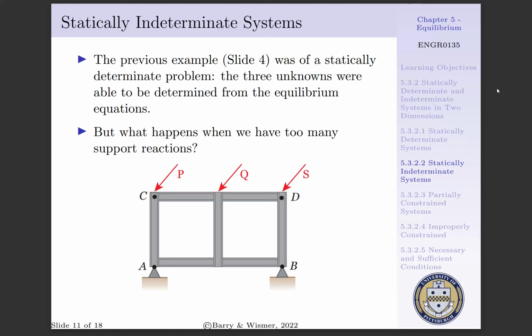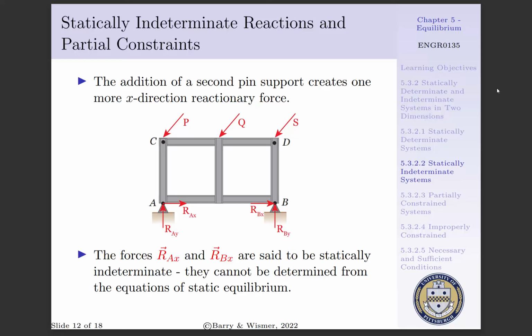But what happens in a situation where we have too many reactionary supports? For instance, if we replaced the roller at point B with another pin, we would introduce another reactionary force, RBX. In doing such, we would have 4 unknowns and only 3 equilibrium equations. That is to say, RAX and RBX are going to be statically indeterminate. We cannot determine these from our equilibrium equations.